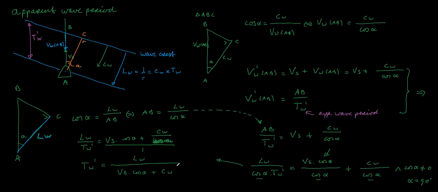Well, this might not look familiar to you. You could also say, well, I would like to express the length of the wave in something like, and we discussed this before, c_w times T_w. But most of the time we express it like this, and we use the length of the wave. So here you got a formula for the apparent wave period.